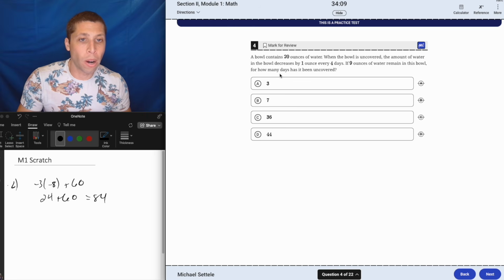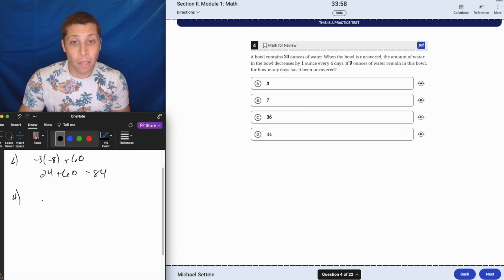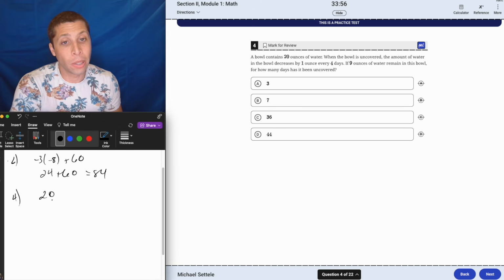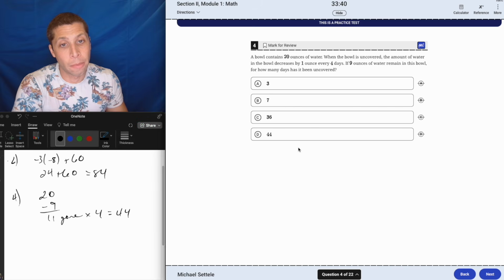A bowl contains 20 ounces of water. When the bowl is uncovered, the amount of water in the bowl decreases by 1 ounce every 4 days. If 9 ounces of water remain in this bowl, how many days has it been uncovered? Okay, this is just don't make a careless mistake, really. So there's 20 ounces. We lose 1 ounce every 4 days. There's 9 ounces left. So we've lost 11 ounces, right? So 1 ounce every 4 days, so times 4 is 44 days. How many days has it been uncovered, right? So 1 ounce every 4 days. So that's 11 ounces. If we lost them, we'd have 9 left. Yep.